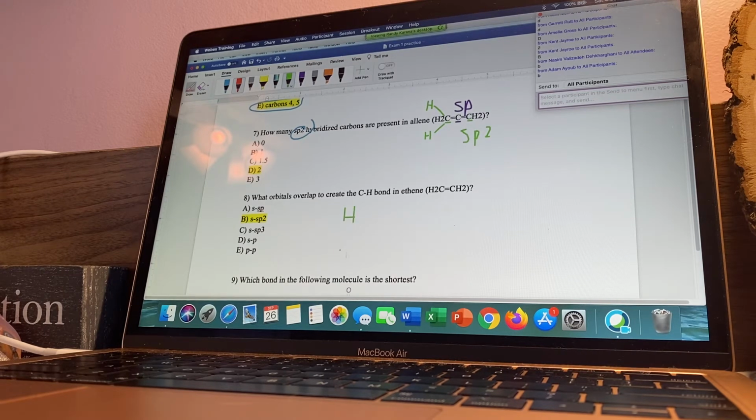It was number 7 because I got confused by the bonds. I did not think it would be sp for the middle one. Just saying. I'm not going to draw the carbons. I'm just going to draw it this way.